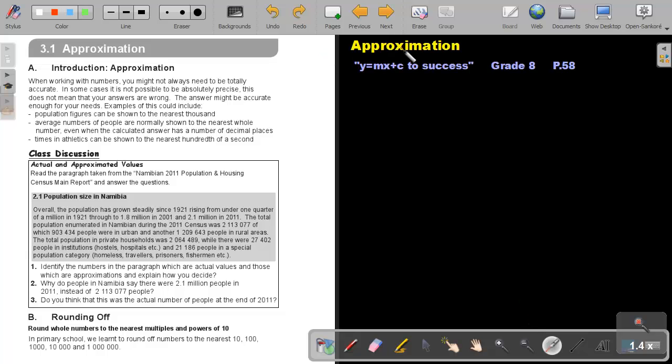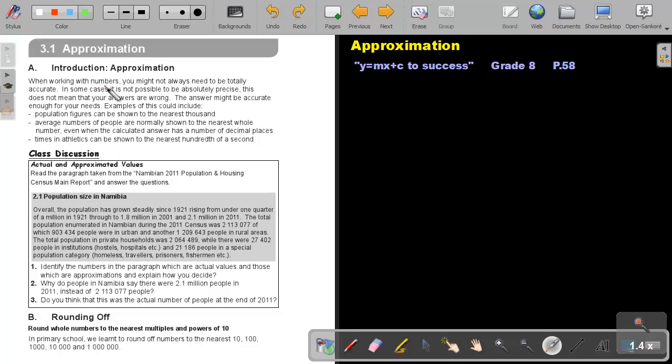Part 1, Approximation. You will find this on page 58 in the Namibian Mathematics Grade 8 textbook, Y equals mx plus c to success. Introduction. Let's go through the introduction.